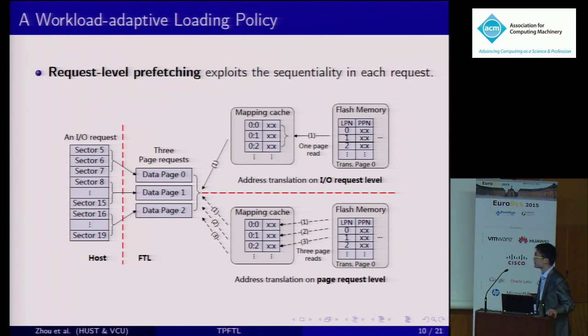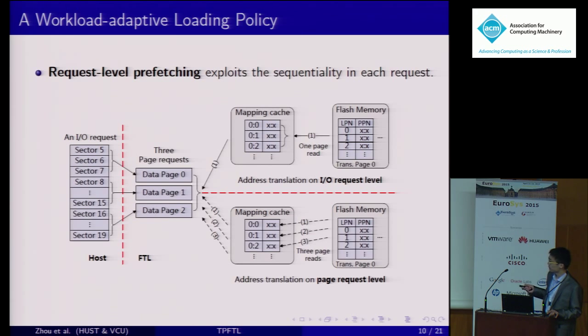To increase the cache-hit ratio, we propose 2 prefetching techniques. First, request-level prefetching exploits the sequentiality in each request. We know that for large I/O requests, the FTL first splits them into multiple data page requests. TPFTL performs address translation on the I/O request level rather than on the page request level. Thus, each I/O request results in 1 cache miss at most.